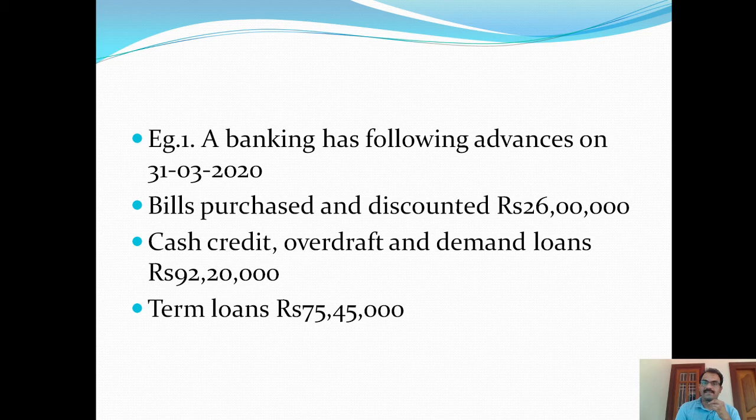A banking company has the following advances on 31st March 2020. Bills purchased and discounted rupees 26 lakhs. Cash credit, overdraft and demand loans total rupees 92 lakhs 20,000, term loans 75 lakhs 45,000. These are the advances: bills purchased and discounted, cash credit, overdraft and demand loans, and term loans.